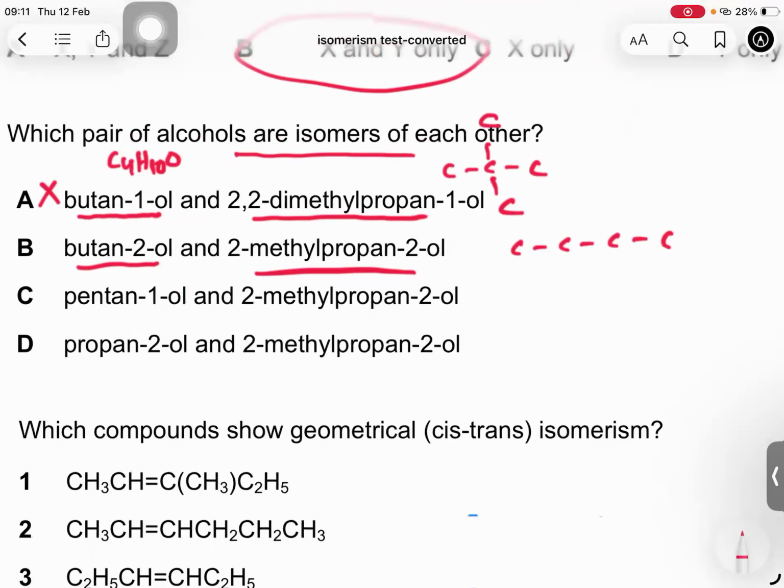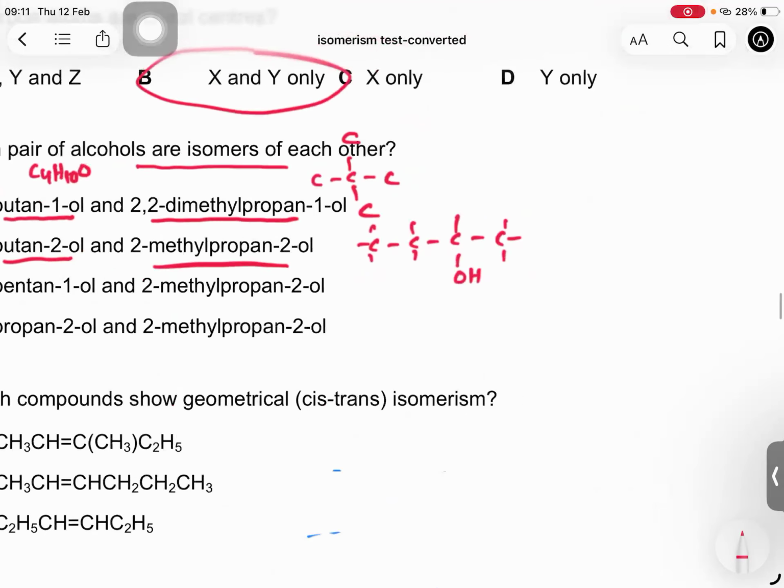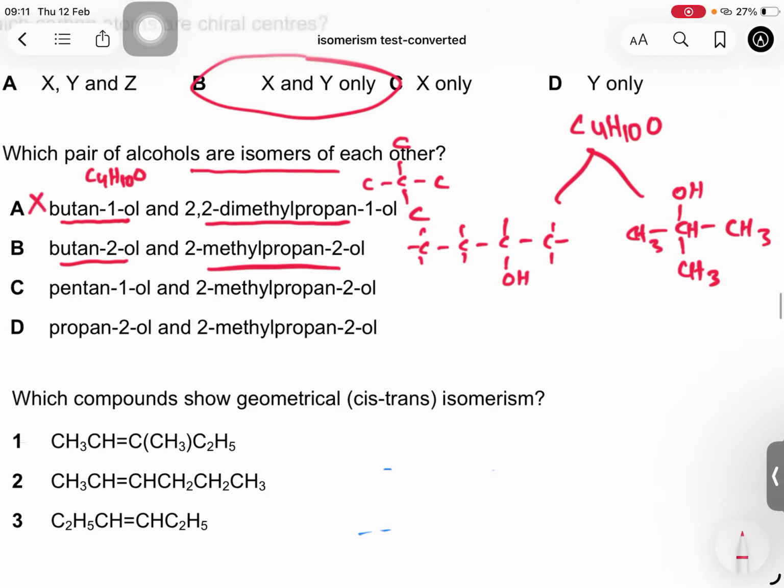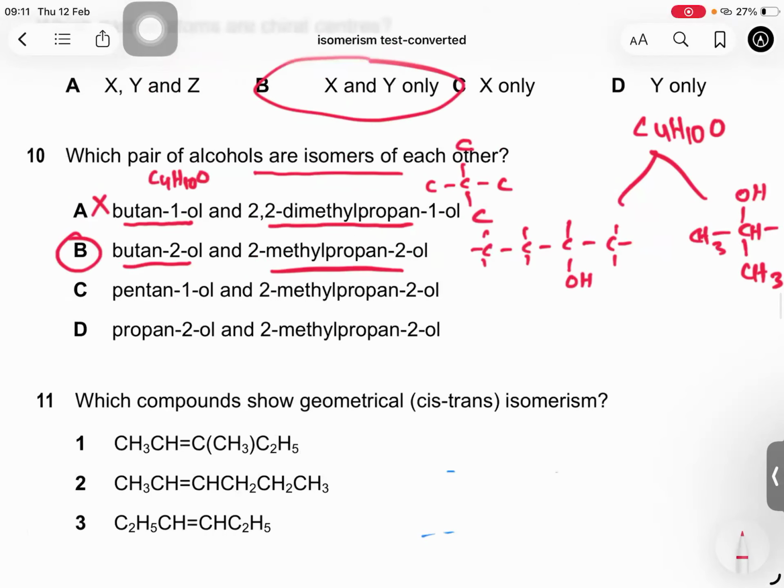So butane-2-ol is this. Yes, C4H10O. And 2-methyl propane-2-ol. This is propane-2-ol. And this is 2-methyl. Got it? So yeah, these two have different structures but the same molecular formula, C4H10O, right? So they are the isomers of each other. Next.